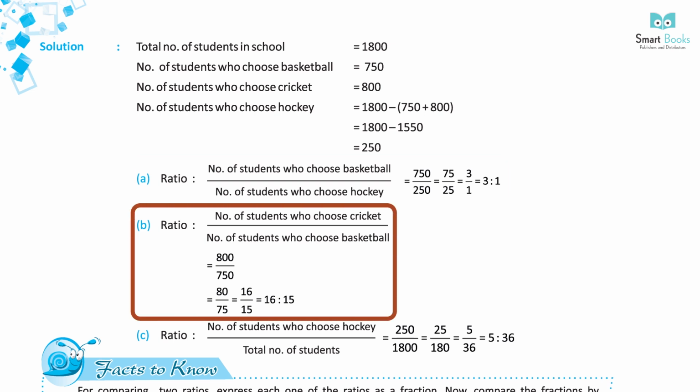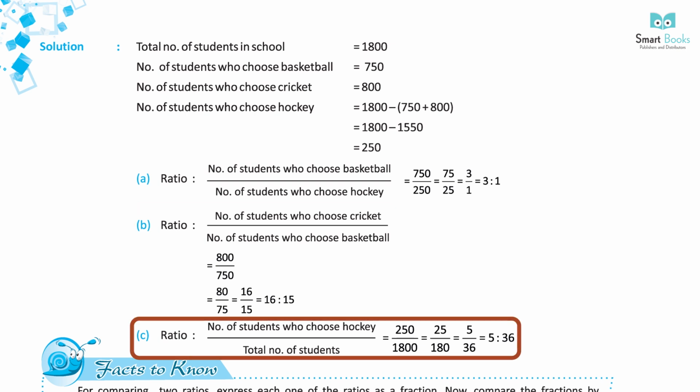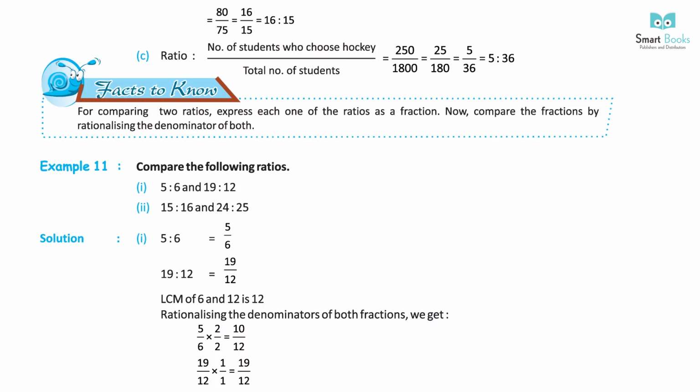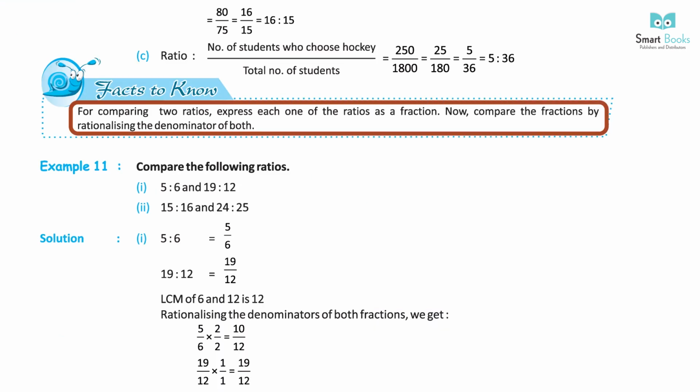B. Ratio. Number of students who choose cricket upon number of students who choose basketball equals 800 upon 750 equals 80 upon 75 equals 16 upon 15 equals 16:15. C. Ratio. Number of students who choose hockey upon total number of students equals 250 upon 1800 equals 25 upon 180 equals 5 upon 36 equals 5:36.